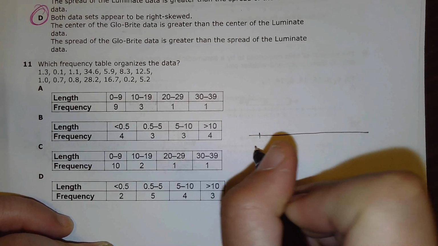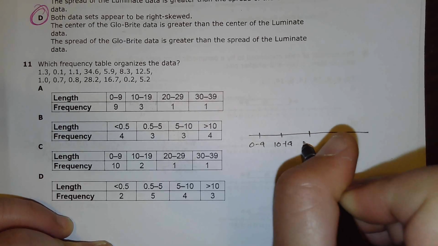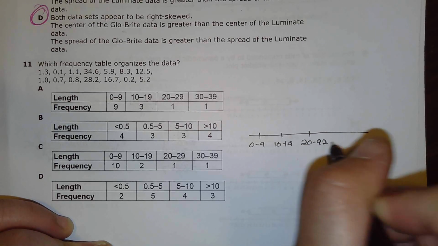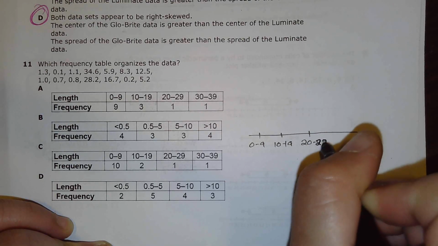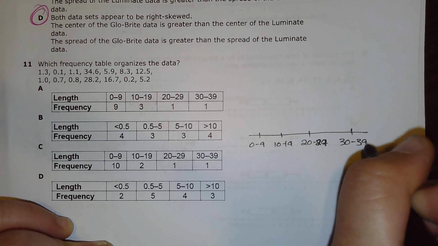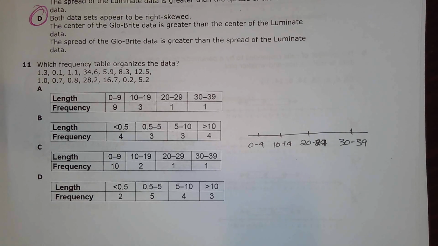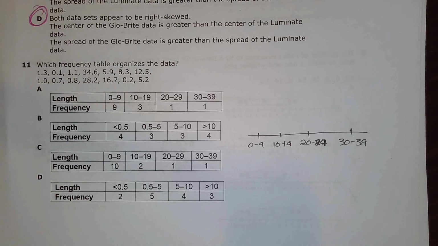So we're going to say the first range is 0 to 9. Second range is 10 to 19. Third range is 20 to 29. And the last range is 30 to 39. Okay, so here's what I'm going to do. Here, what you want to do is count the frequency in which these particular numbers within these particular ranges show up.